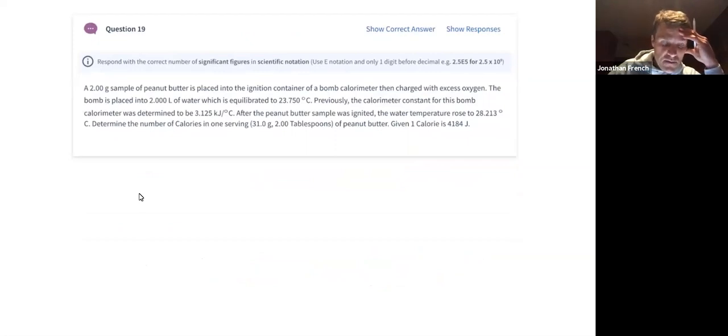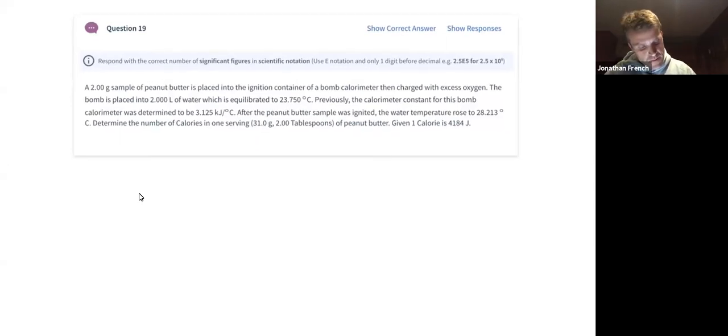Got a 2-gram sample of peanut butter. It's placed into a bomb calorimeter, right? And charged with excess oxygen, placed into 2 liters of water, which is at 23.75 degrees Celsius. Previously, the constant for the calorimeter was determined to be 3.125 kilojoules per degree Celsius.